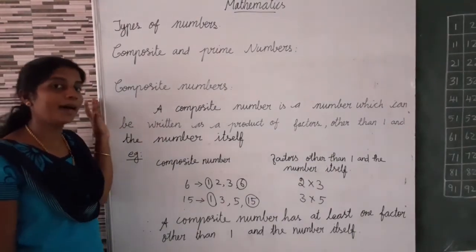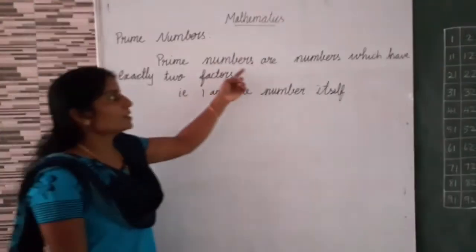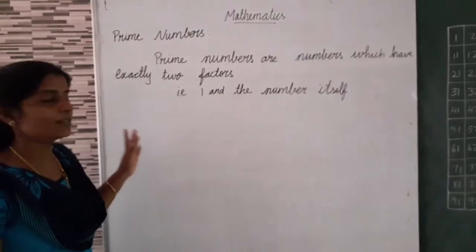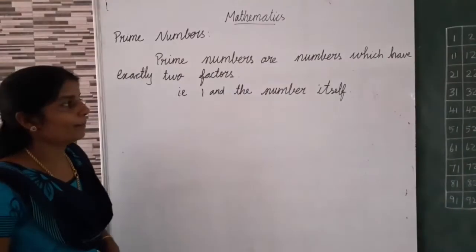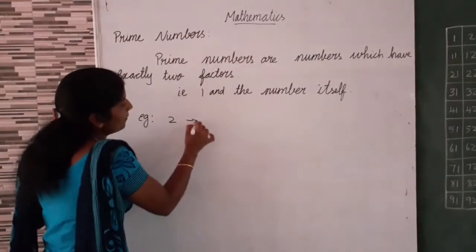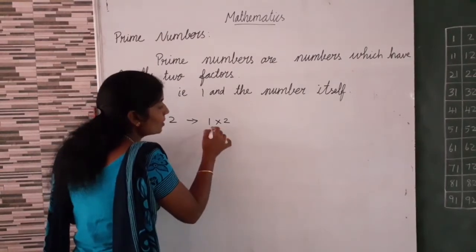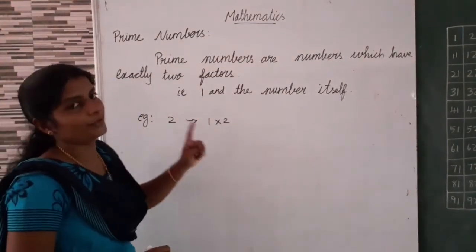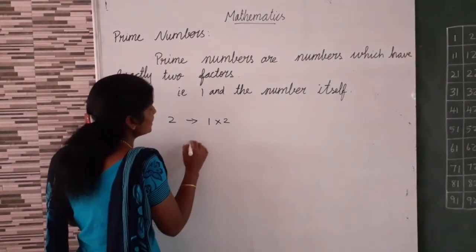What is a composite number? Now, prime numbers. What is a prime number? Prime numbers are numbers which have exactly 2 factors, that is 1 and the number itself. For example, 2. What are the factors of 2? 1 table, 1 into 2. Then 2 into 1. So 1 table and 2 table have 2, isn't it?